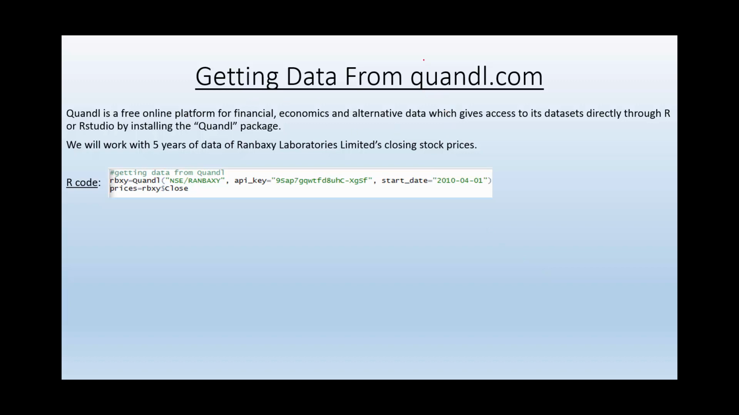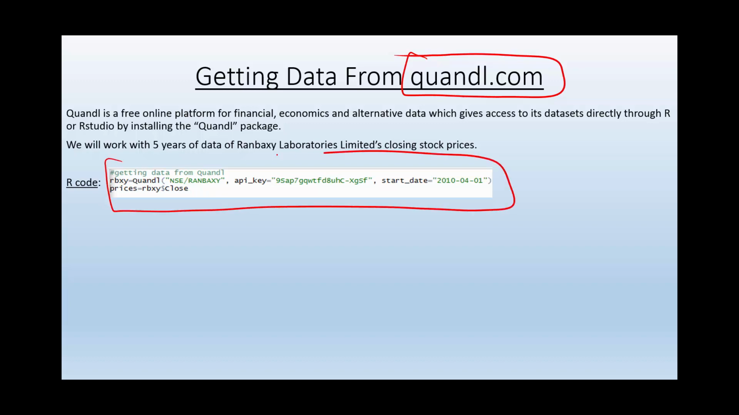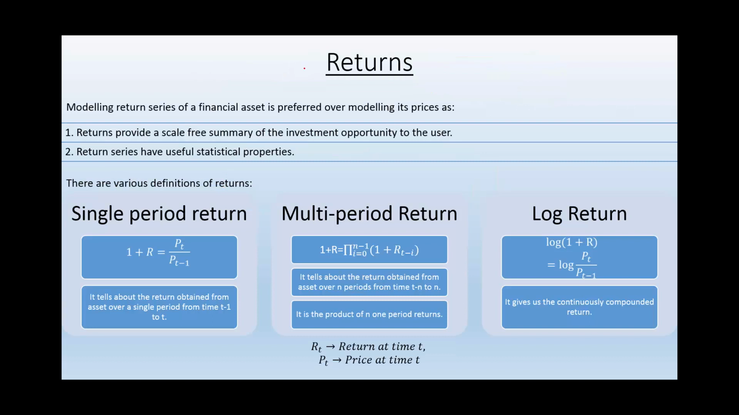Then how do you get to this? Just get the data from Quandl. Quandl is a very good source of financial data. You can get the data directly into your R by just calling the Quandl package. So you get your data using this R command, and before that you have to install the Quandl package in R.